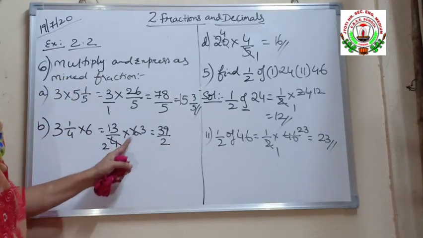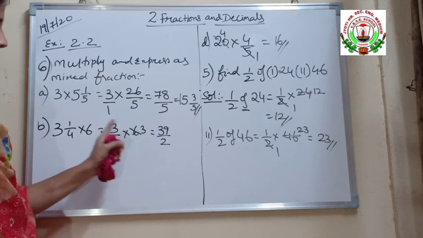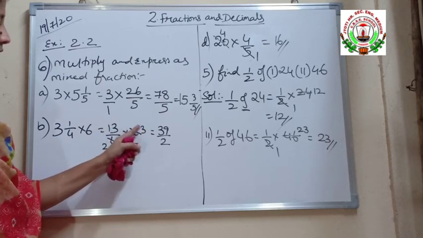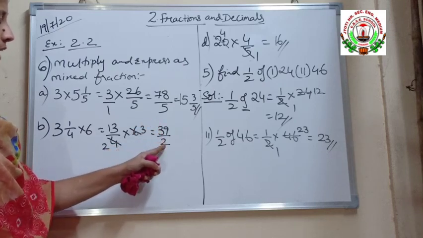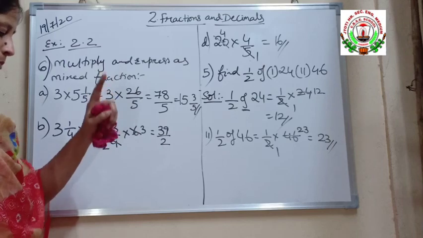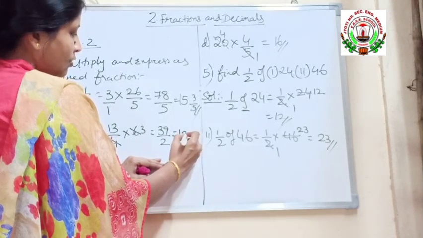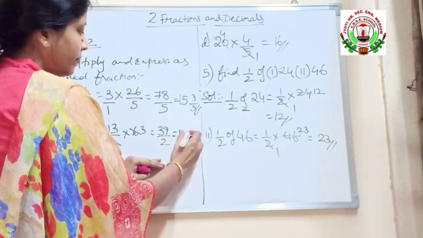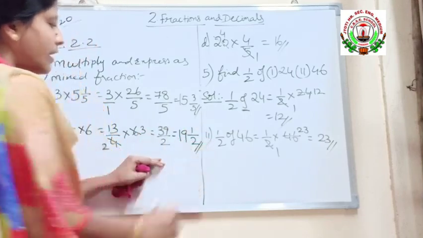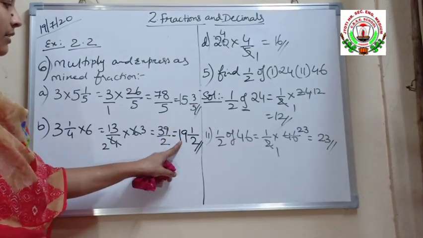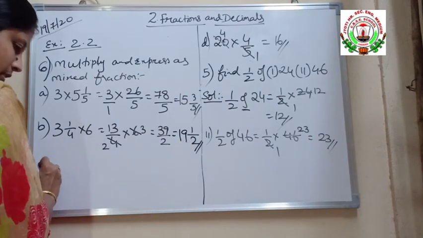I can cancel with 2 for this 6 and 4. So I have cancelled: 2 2s are 4, 2 3s are 6. And I have multiplied this 13 with 3, 13 3s are 39, and this denominator 2. So 39 divided by 2, changing it into a mixed fraction, 2 19s are 38, and 1 is remaining. So 19 1 by 2 will be your answer. 2 19s are 38, 38 plus 1, 39 by 2. This is your answer. One more question.